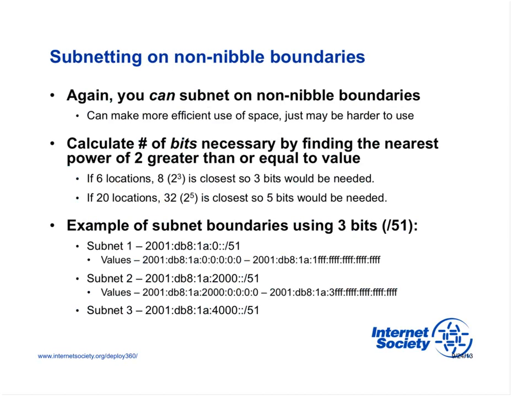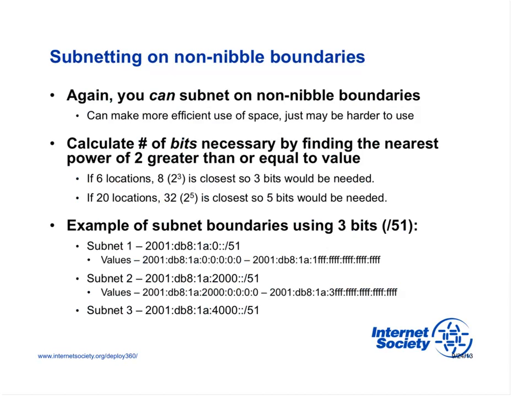But I want to just accent something before we leave today, which is that you can subnet on non-nibble boundaries. You don't have to go right on that particular space. As I say here, if you had 6 locations, then 8, or 2 to the power of 3, is the closest power of 2, and so 3 bits would be needed. If you had 20 locations, you could do 32, so 2 to the 5th, so you could use 5 bits.